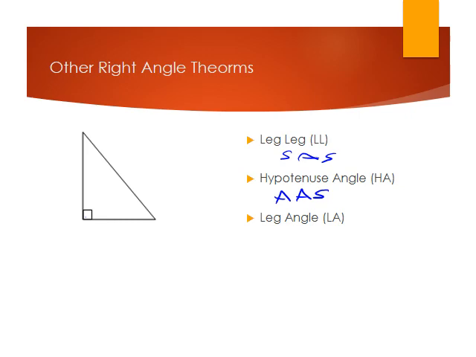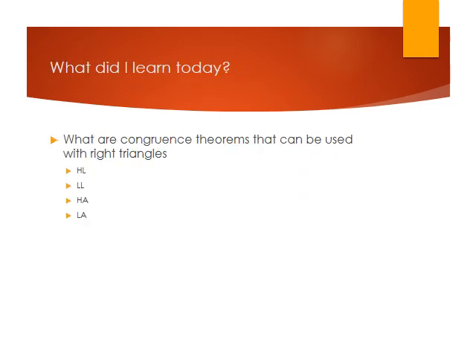Leg angle, so a leg and an angle, could be angle, side, angle, but if it was this angle up here, it would be angle, angle, side. So they're really not new postulates or theorems, but if we have right triangles, we can use these specific theorems. All right, so today you learned the hypotenuse leg, the leg leg, the hypotenuse angle, and the leg angle theorems to prove triangles are congruent.